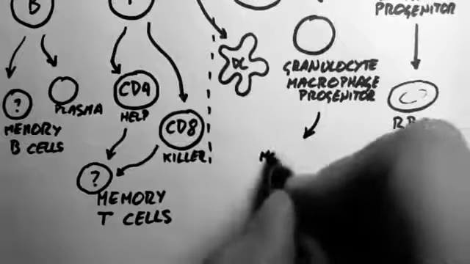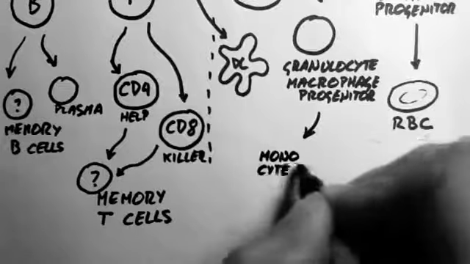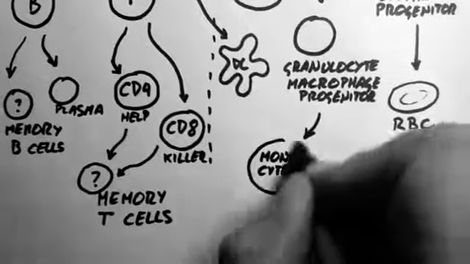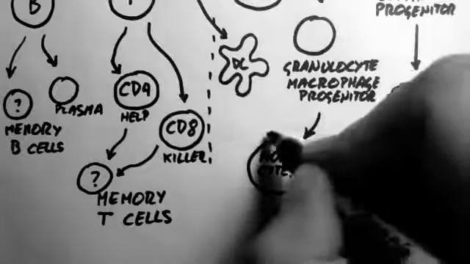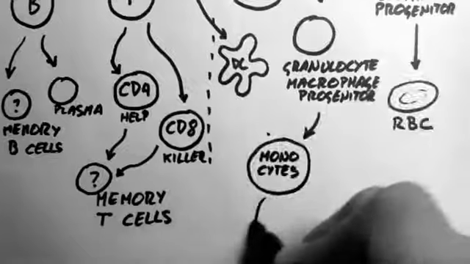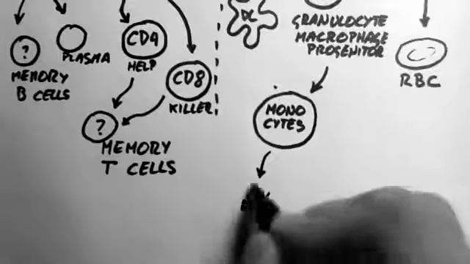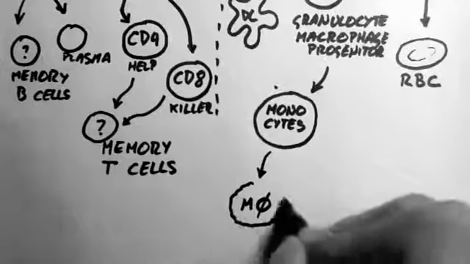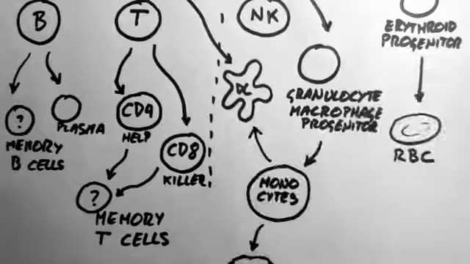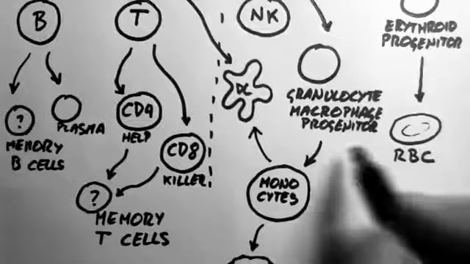And this can become all sorts of cells. One of the most important types is the monocyte. These travel around in the blood until they're told to turn into macrophages. This M with a circle with a dash through it is the shorthand for macrophage. But they can also turn into these dendritic cells.